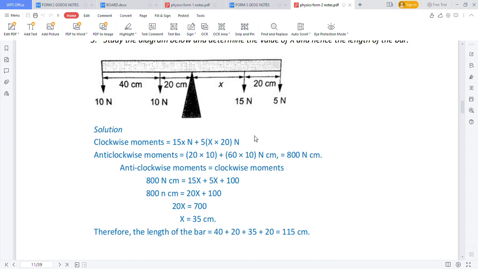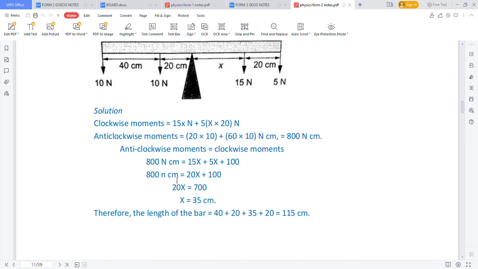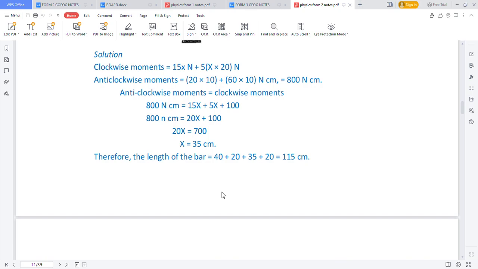So this plus this is 60 times 10, that is what's happening here. Then you have 10 times 20, that is what is happening here. You're going to have 800 Newton centimeters. So the sum of the anti-clockwise moments is equal to the clockwise moments. Here you're going to have 800 Newton centimeters equals 15x plus 5x plus 100, so 20x plus 100. Then you collect terms. 100 crosses the equal sign, so you're going to have 800 minus 100, which is 700. So you have 20x equals 700. x is equal to 35 centimeters.